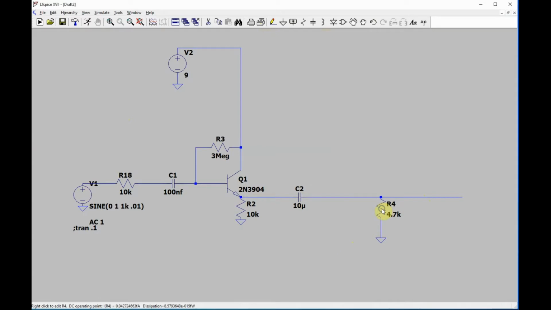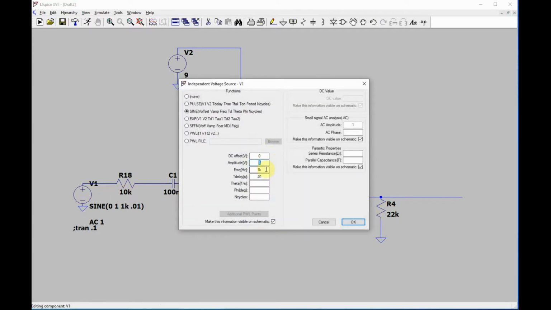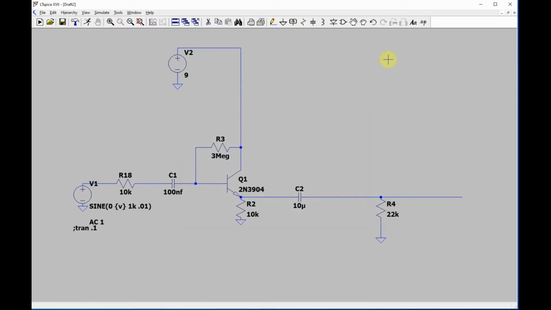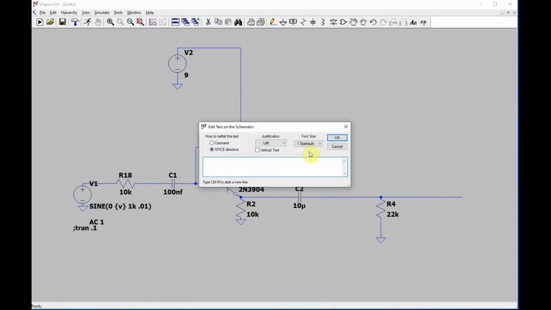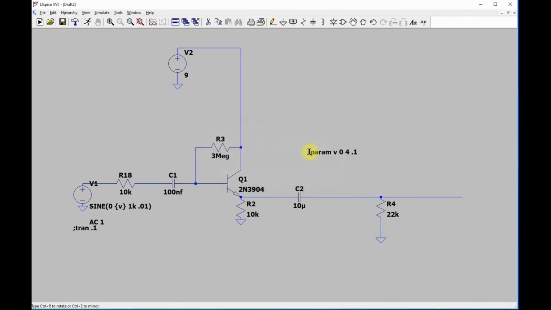Let's just do a quick experiment there. We'll say this is a 22K load, and we're going to make this voltage variable. We're going to run up to like 4 volts in increments of 0.1. So this should take the parameter V and vary it from 0 volts to 4 in increments of 0.1. I think that's the right statement for it. Let's give it a try and see how long it takes.